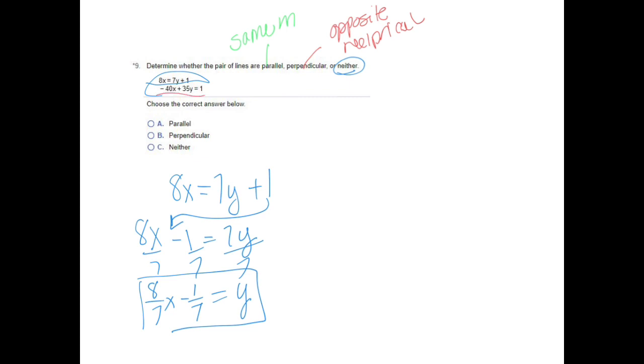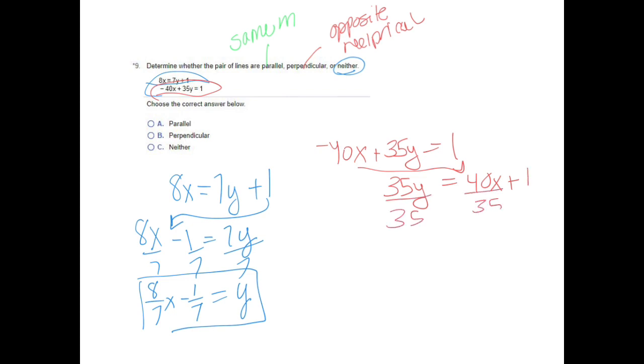And then this second equation here, negative 40x plus 35y equals 1. Solving that for slope-intercept form, I'm going to bring the negative 40x over, make it positive 40x. Divide everything by 35. And I'm going to have y equals, when I reduce 40 over 35 by dividing by 5, 8/7 x plus 1/35.